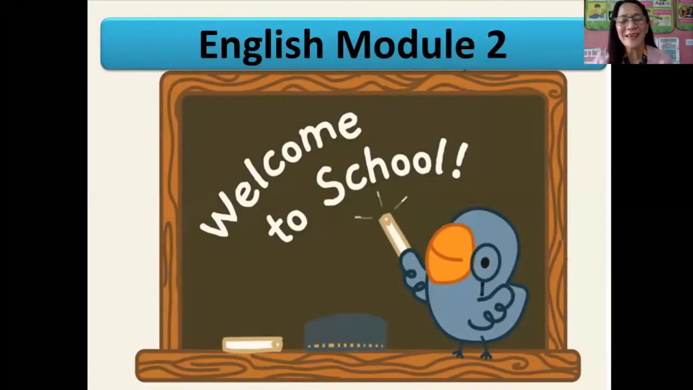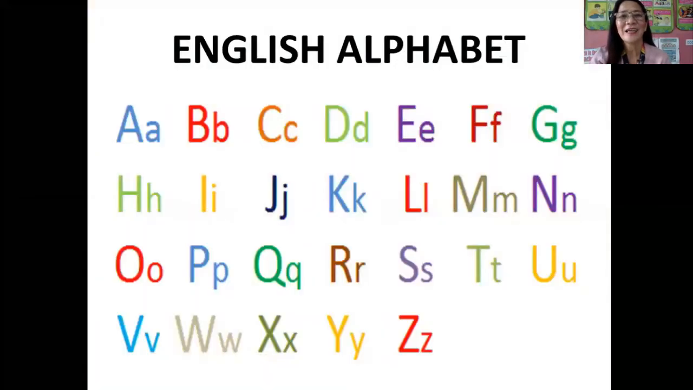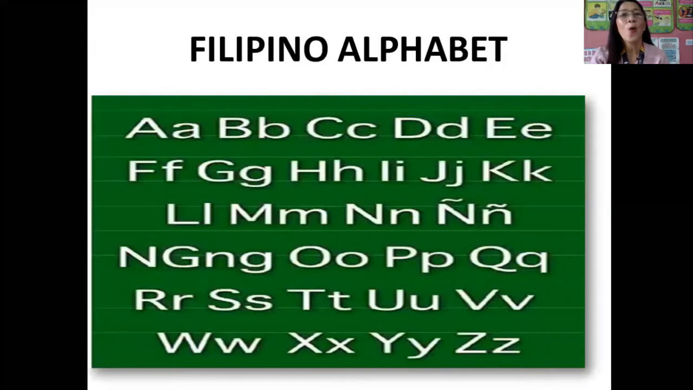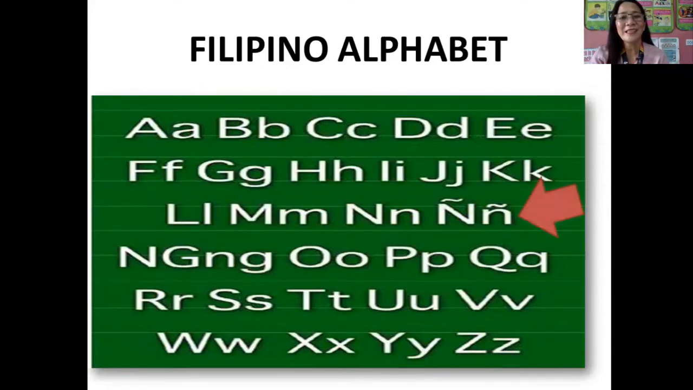We're back, kids! Have you enjoyed watching the video? Here's now our English alphabet. The English alphabet has 26 letters, while the Filipino alphabet has 28 letters. There are letters in the Filipino alphabet that are not present in the English alphabet. These are Ñ and NG.